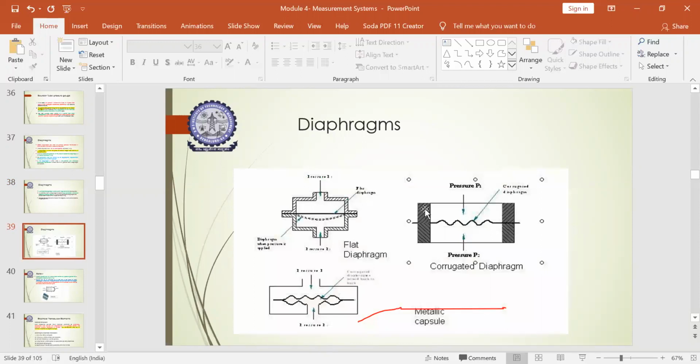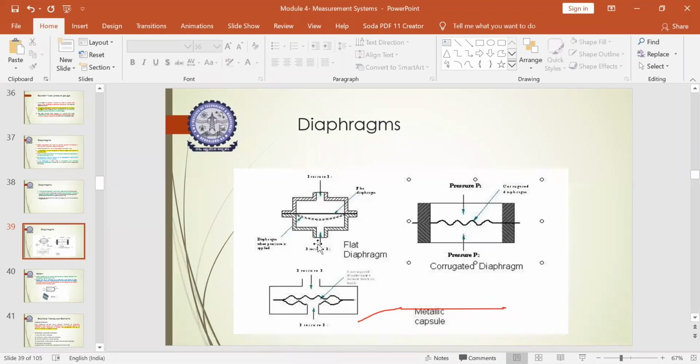Even in the case of a metallic capsule, the working principle will be the same. You will have the variation in the pressure. This pressure variation will be sensed and modified in the intermediate stage, which will show the deflection, and that deflection will be converted into a readable form by recording the displacement value. Both are helpful in getting more deflection. Only the flat diaphragm is used to sense a small amount of deflection.